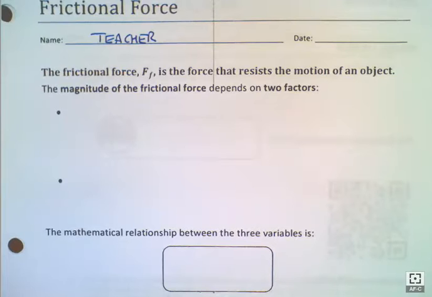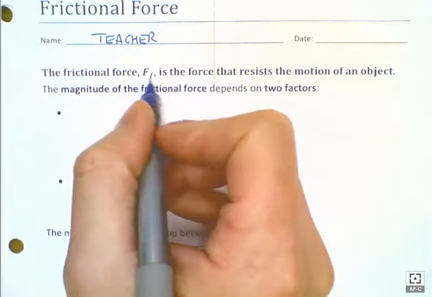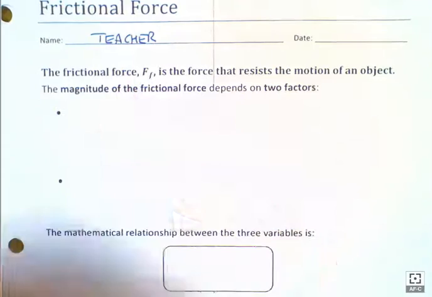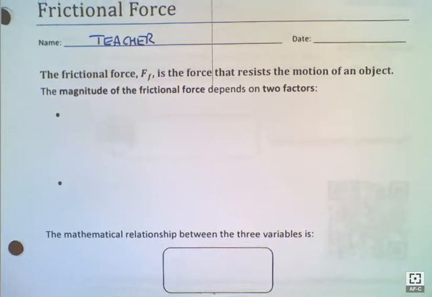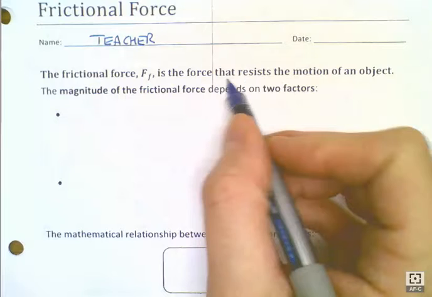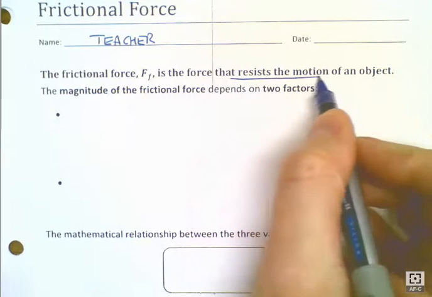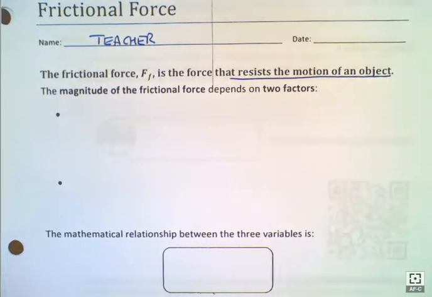So the first thing that we want to talk about is the frictional force. F subscript F is the symbol that we give for it. It's clearly measured in newtons since it's a force, and it's basically the force that resists the motion of an object. So if an object is stationary and you try and push it, it's the resistive force that you would feel as you try and get that object to start moving. Not the inertial resistance, but the actual contact resistance between the two objects.